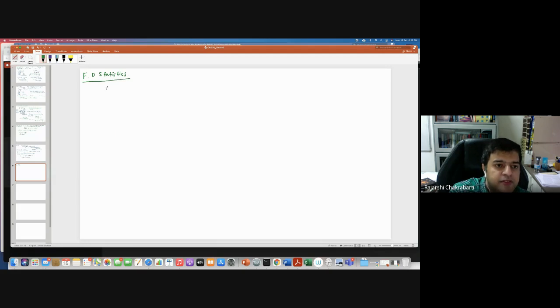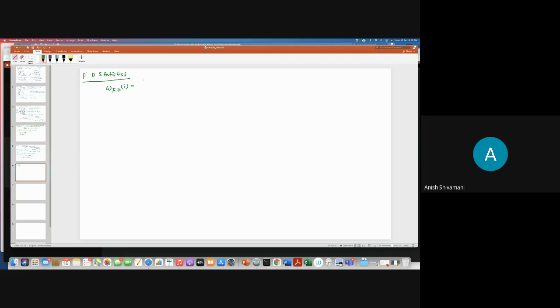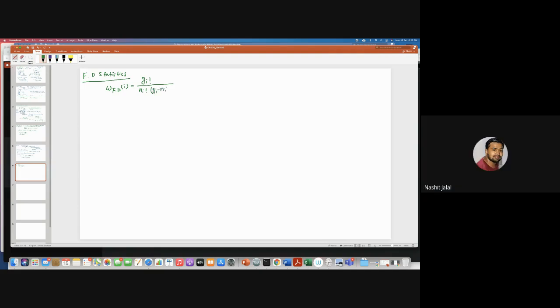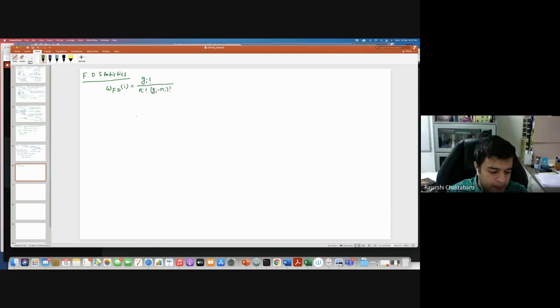What is the expression for W_FD? Small w equals g factorial divided by n factorial times (g minus n) factorial. Okay, so let us take ln of W_FD.